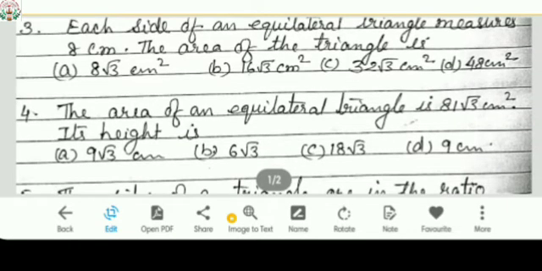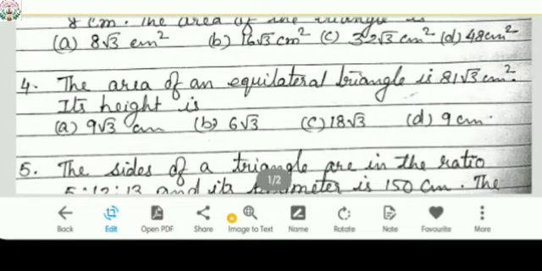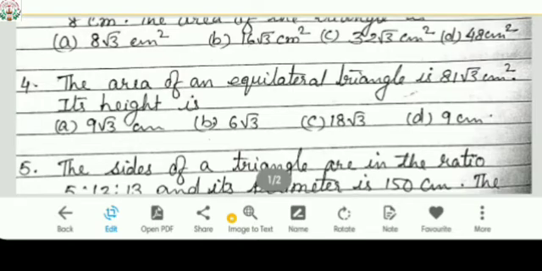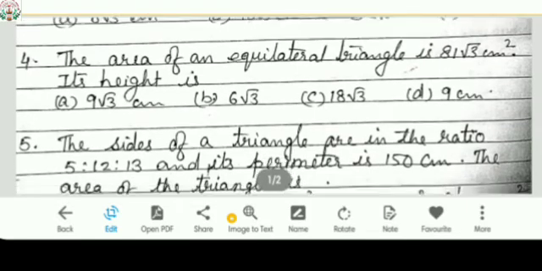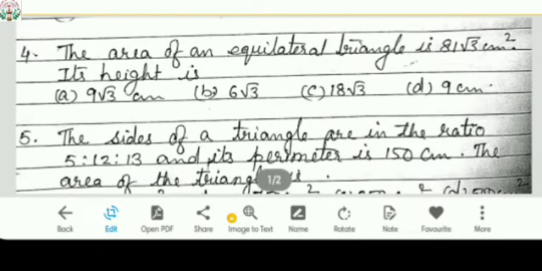Okay. Then next one, that is the fourth question, is the area of an equilateral triangle is 81 root 3 cm square. Its height is. Now equilateral triangle area is given. Okay, you know the formula of area, that is root 3 upon 4 A square equals 81 root 3. So on simplification you will get the value of A. After getting A, its height is what you have to find, that is again use the formula, that is half into base into height.